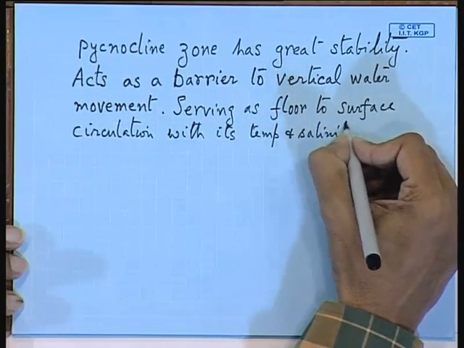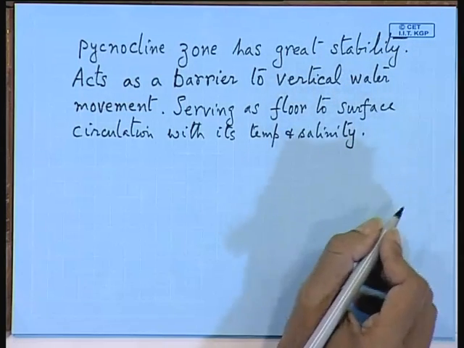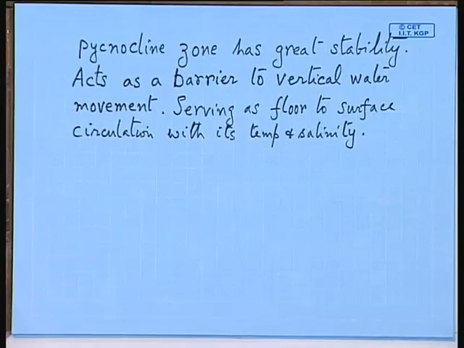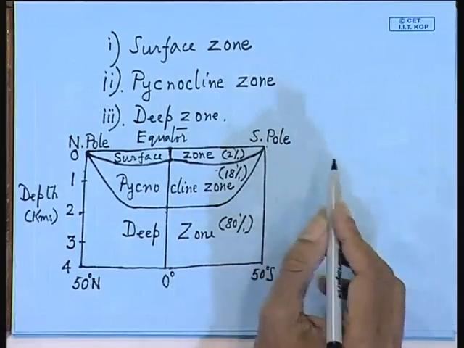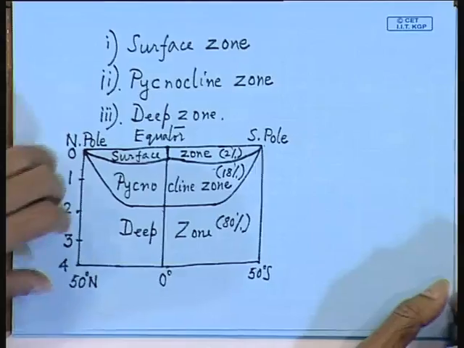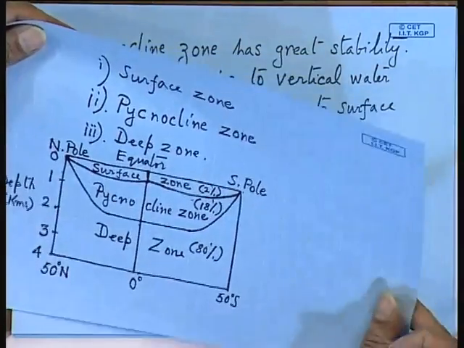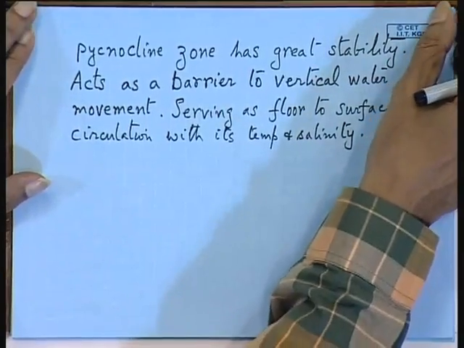So, in the poles, is it advantageous or disadvantageous? At the poles, you can see from the diagram that there is no pycnocline zone, and deep zone waters can come to the surface. So, that means there is vertical circulation. That is conducive for fishes, for the movement of food for the fishes, and you will find rich fishing fields in the Arctic waters. That is the main reason.